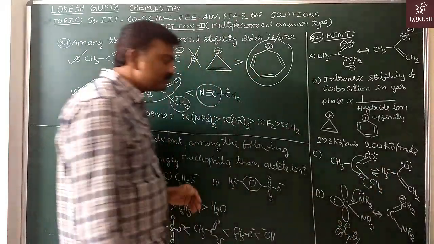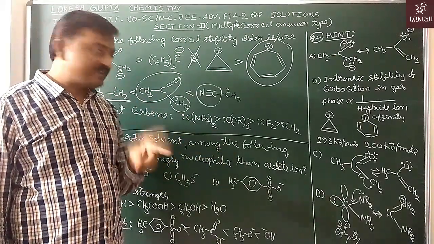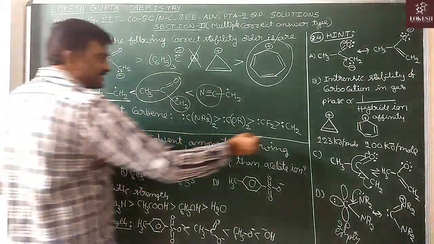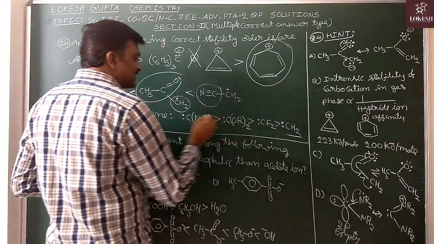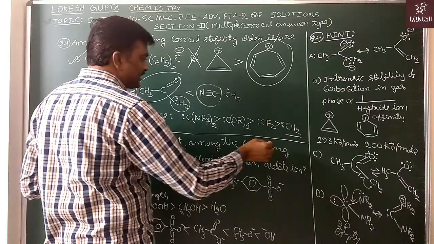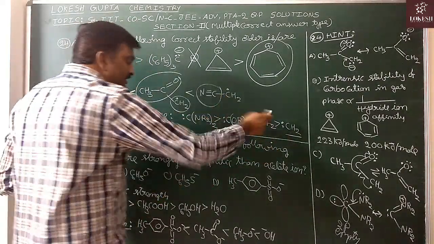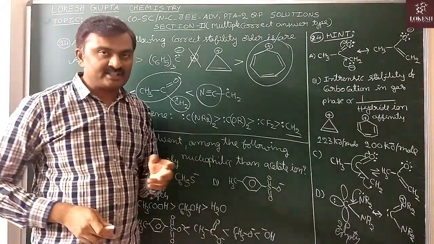So that's why singlet carbene is stabilized by plus M groups. Next, when compared with this, fluorine, oxygen, nitrogen cause the plus M effect. So when compared with this methylene carbene singlet, these three are more stable. And in between these three, how to compare the stability?